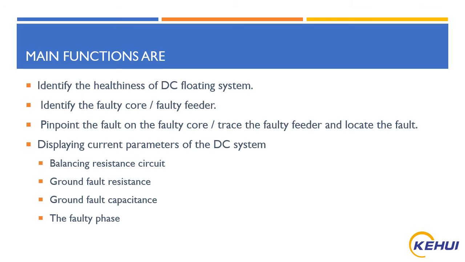The main function of this equipment is to identify the healthiness of the DC floating system, identify the faulty core or faulty feeder, and pinpoint the exact fault location, tracing the faulty feeder. It displays all the parameters required for a protection engineer, like the balancing resistance, the ground fault resistance, ground fault capacitance, and the fault polarity.